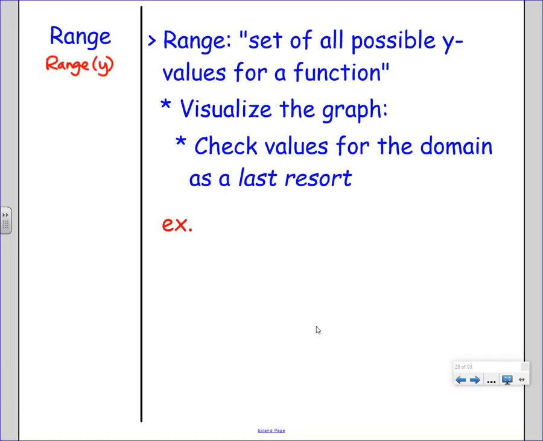Okay, range. If domain is all x's, range is all y's. So if domain is how left to how right, what do you think? What question are we going to work on with range?